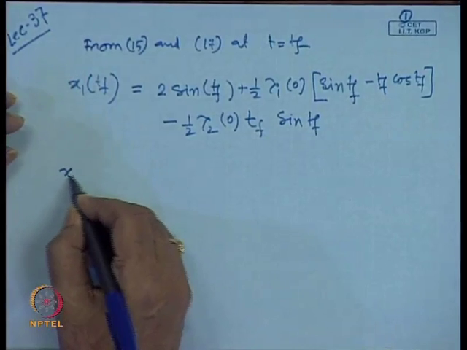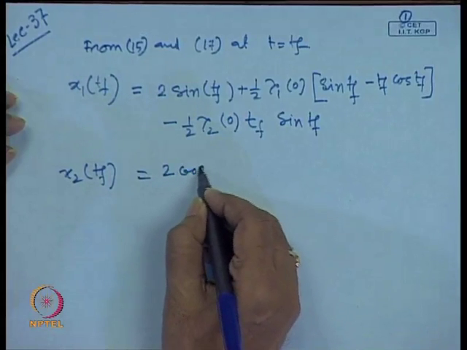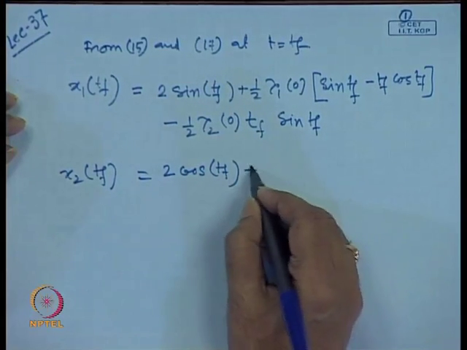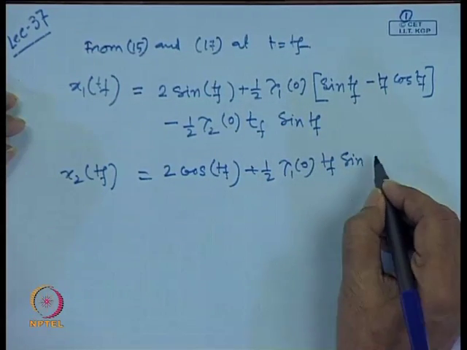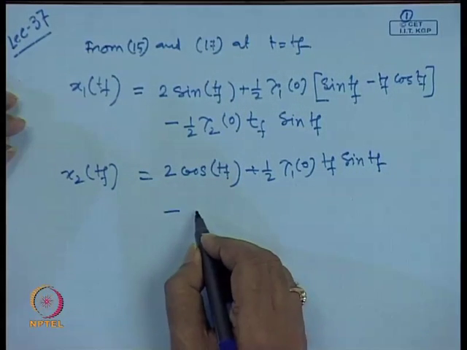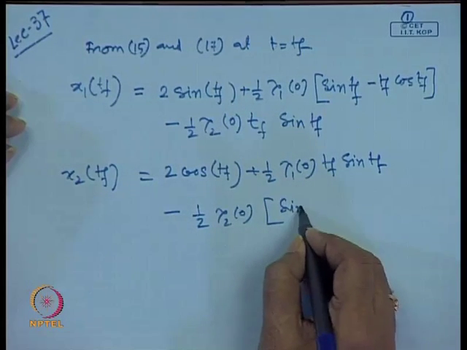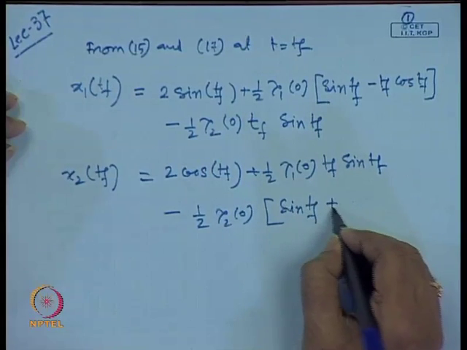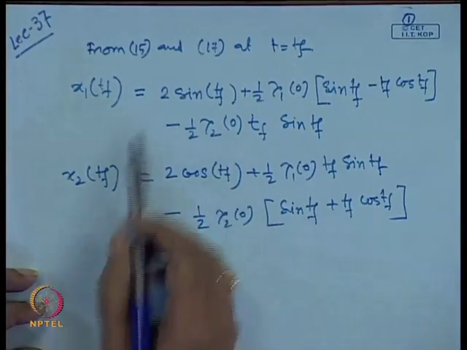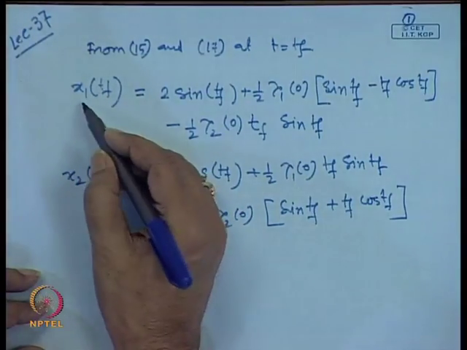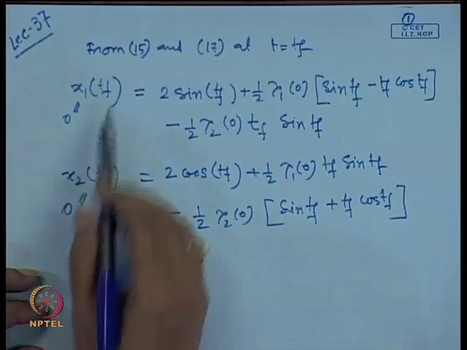So, if you write this one, x 2 t f is equal to twice cos t f plus half lambda 1 0 t f sin t f minus half lambda 0 t sin t f plus t f cos t f. That is at t is equal to t f, x t f final, because we know the final state of x 1 x 2 is 0. That means current flowing through the inductor is 0.